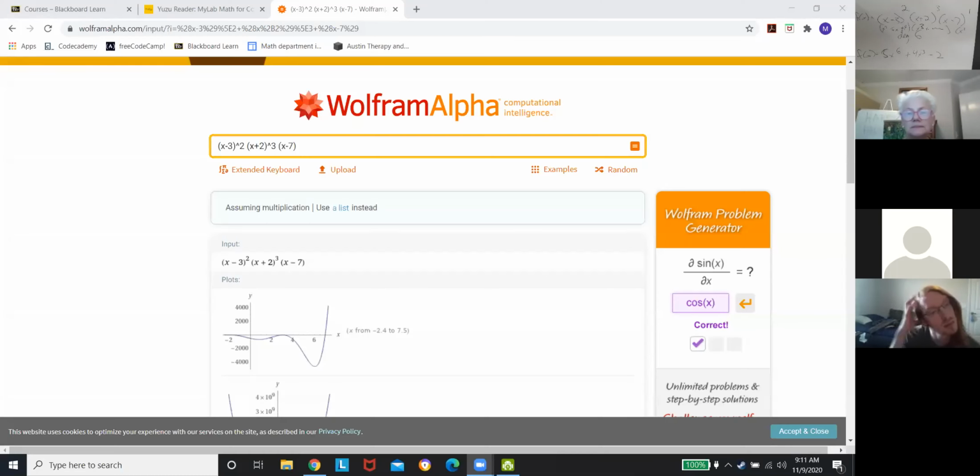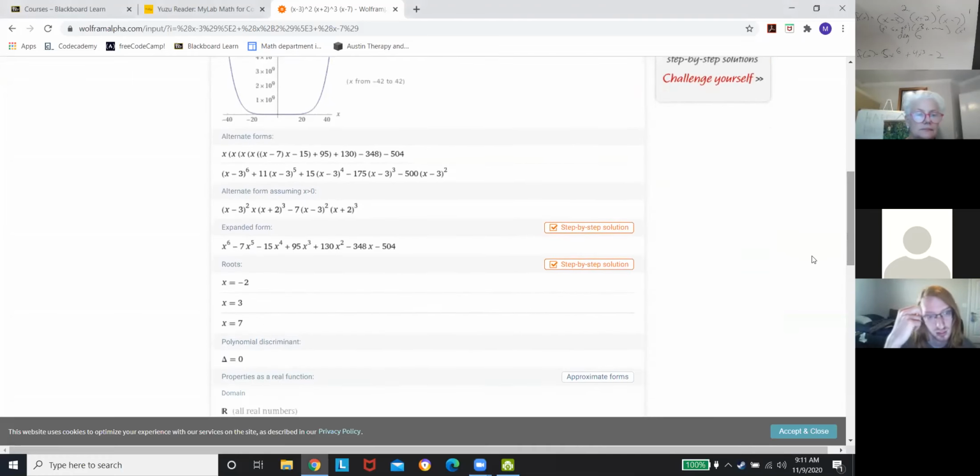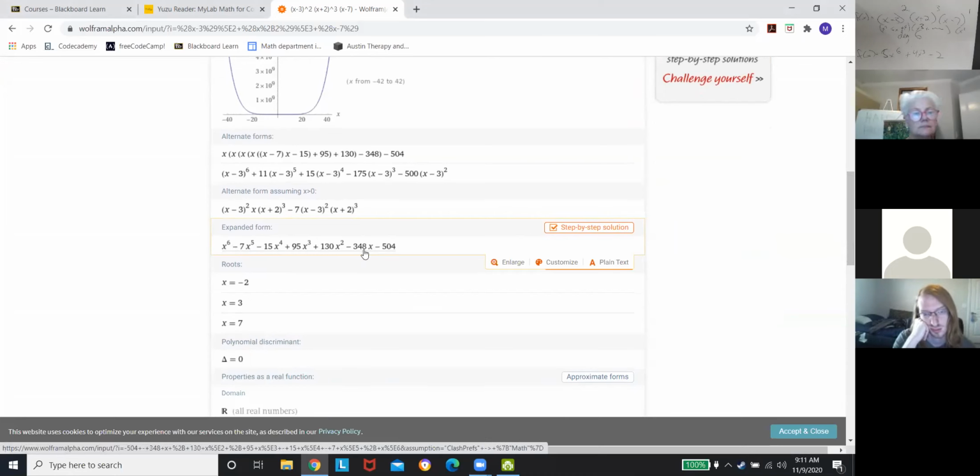And so I was hoping maybe this would get at what I'm putting in, right? If we do x minus 3 squared and x plus 2 cubed and x minus 7, I could expand that and multiply it all out. But the expanded form is going to end up looking something like this, right? X to the 6 minus 7x to the 5th. I didn't want to do this all by hand.